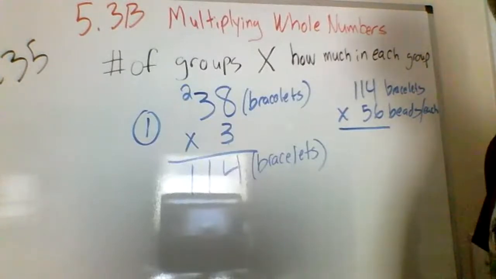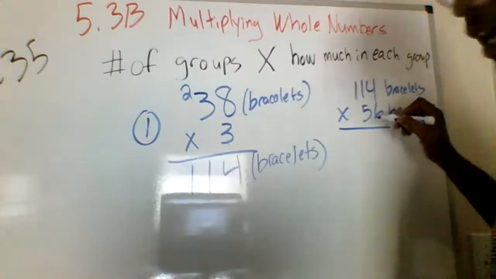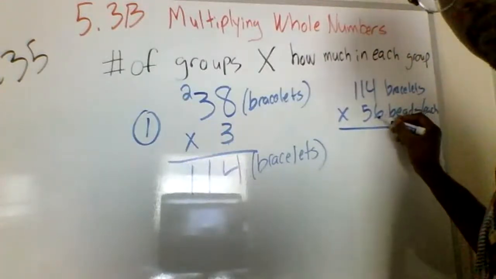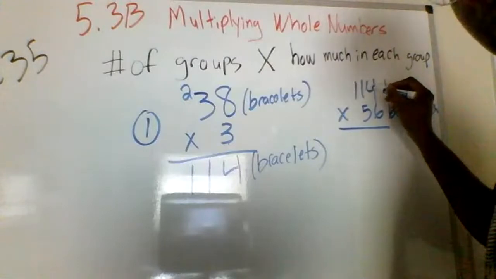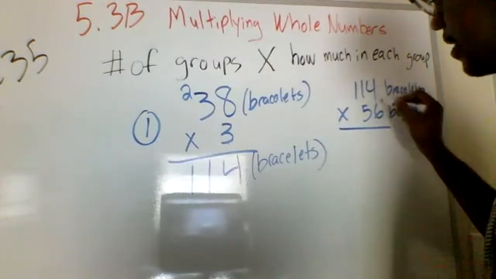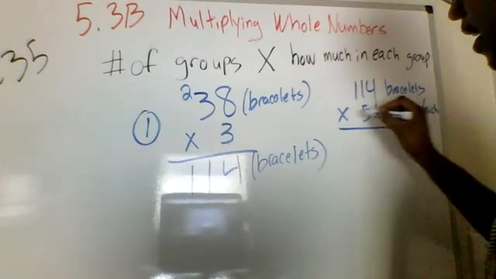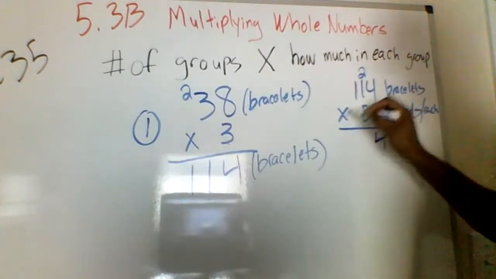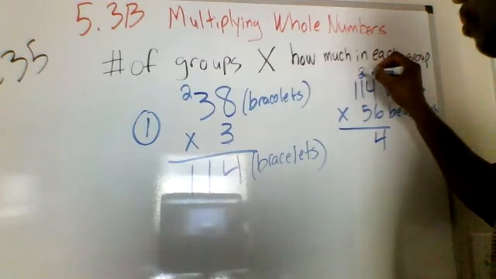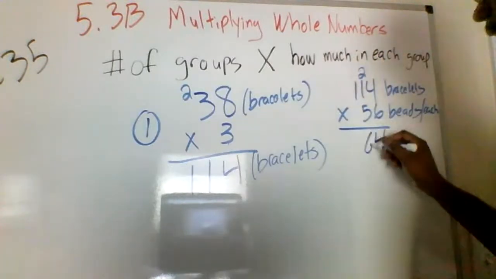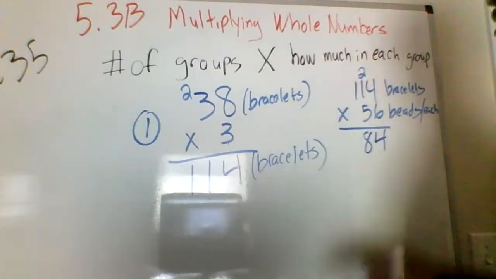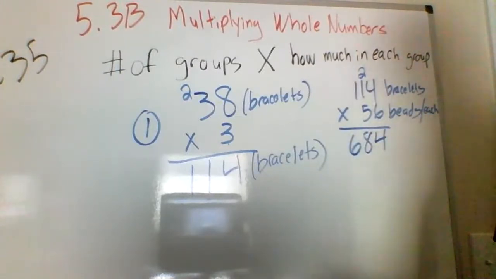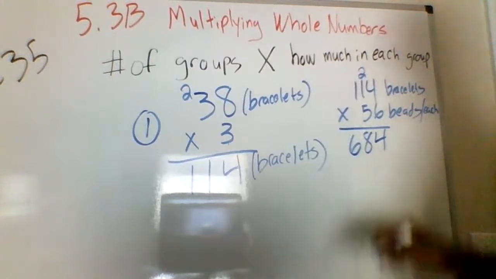All right. Now, again, standard multiplication is every number at the bottom times every number at the top. And you're going from right to left. 6 times 4 is 24. 6 times 1 is 6. Plus 2 more, that's 8. And 6 times 1 is 6. All right? So the first row is 684.